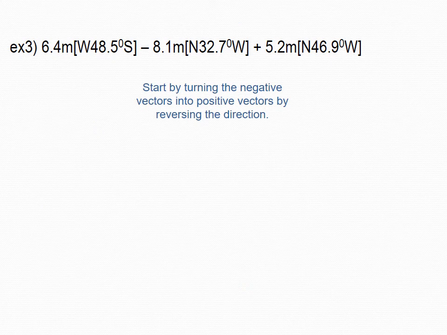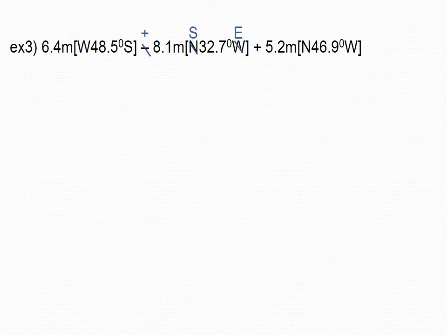Final example. The first thing I do is turn negative vectors into positive vectors by reversing the direction. So negative 8.1 meters north 32.7 degrees west becomes positive 8.1 meters south 32.7 degrees east. I now draw each vector.